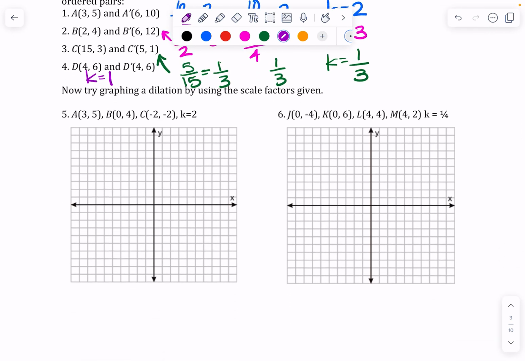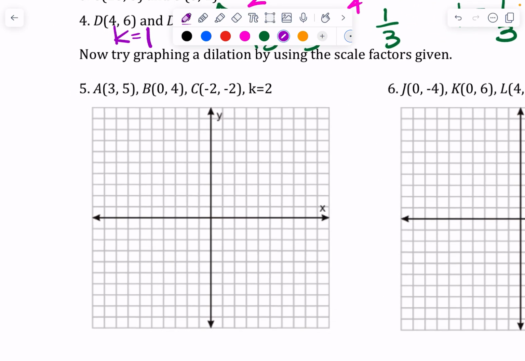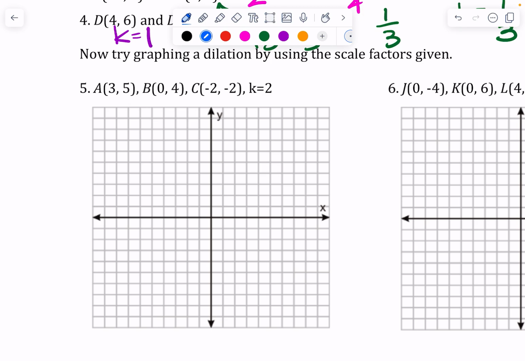Okay, question number 5 gives you a shape and then tells you what the scale factor is. So let's go ahead and draw the original shape. I'm going to put A, B, and C on my graph, so please do that on yours as well.